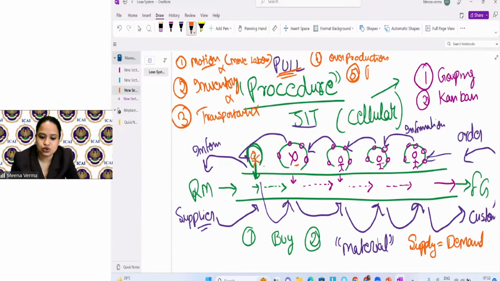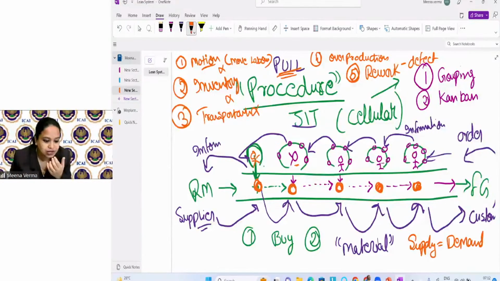And there is no rework. Why is there no rework? Because there is no defect in the company, right? Since they are producing the goods on cellular manufacturing, meaning one by one, you are producing the product. You're not producing the goods in batches. You're producing the goods on cellular manufacturing. So cellular manufacturing means one by one.